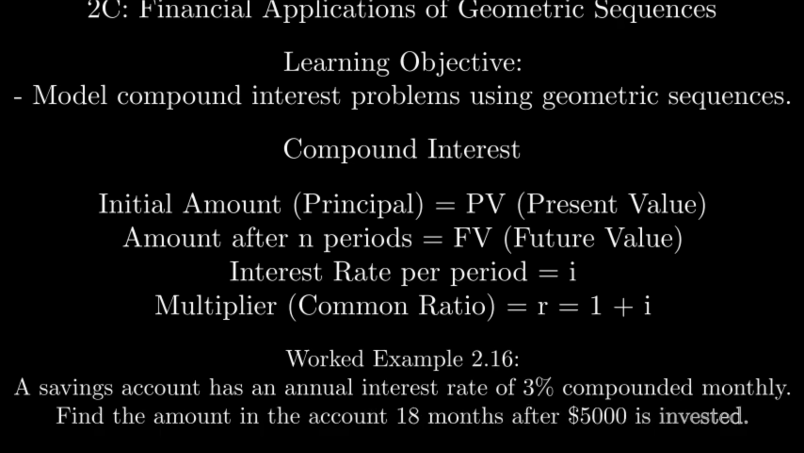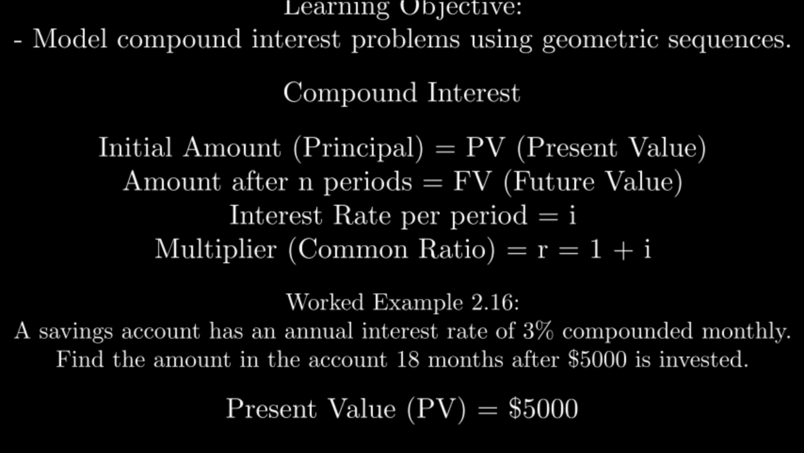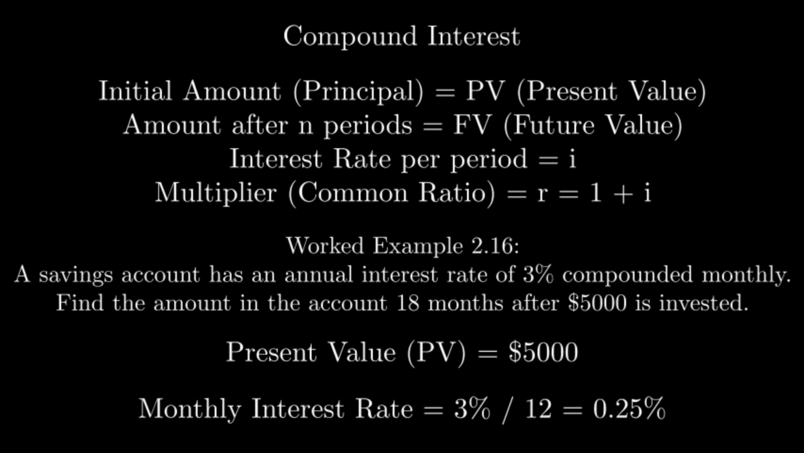A savings account has an annual interest rate of 3%, compounded monthly. We want to find the amount in the account 18 months after $5,000 is invested. First, let's break down the problem and find our parameters. The initial investment, or present value, is $5,000. The annual interest rate is 3%, but it's compounded monthly, so we need to find the monthly interest rate. We divide the annual rate by 12. So 3% divided by 12 is 0.25% per month.